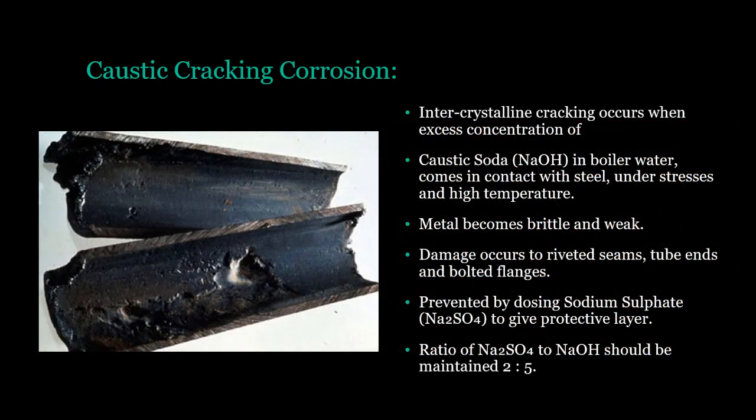Caustic cracking corrosion. Intercrystalline cracking occurs when excess concentration of caustic soda, NaOH, in boiler water comes in contact with steel under stresses and high temperature. Metal becomes brittle and weak. Damage occurs to riveted seams, tube ends, and bolted flanges. Prevented by dosing sodium sulfate, Na2SO4, to give a protective layer. Ratio of Na2SO4 to NaOH should be maintained at 2:5.